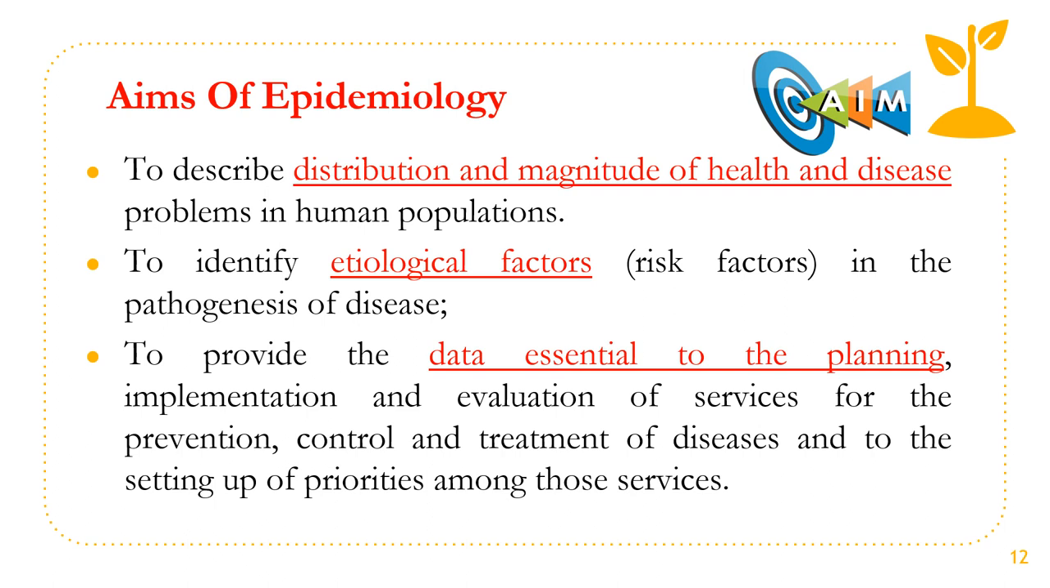So the first aim is to describe the distribution and magnitude of health problems, then finding the etiological factor, then collecting the data essential for planning. So whatever data you have collected, you have to give it to the government so that the government will plan better healthcare delivery services.